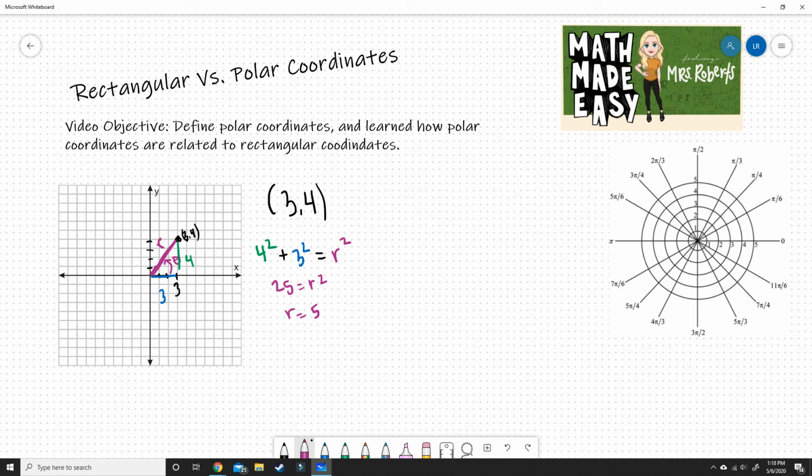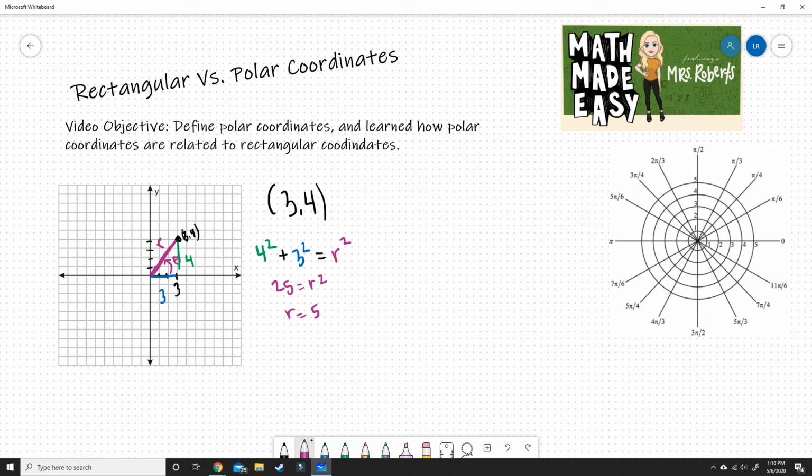Now, how do you know r is 5 and not negative 5? That's a good question. For now, let's assume that it's the positive 5. There is such a thing as a negative 5, and what that would tell you is what direction you are coming out of the origin. So we figured out our ray.